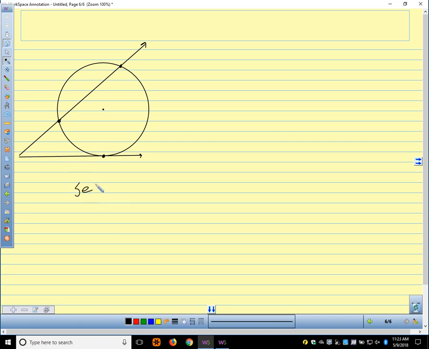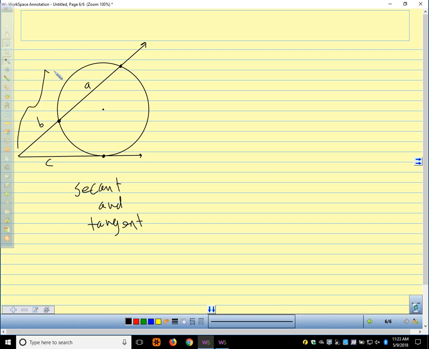So we have a secant and tangent. And I'm going to label these things. I'm going to label the outside portion of the tangent, this piece, C. The inside part here, A, and this part, B. This whole length, just like before, is A plus B.